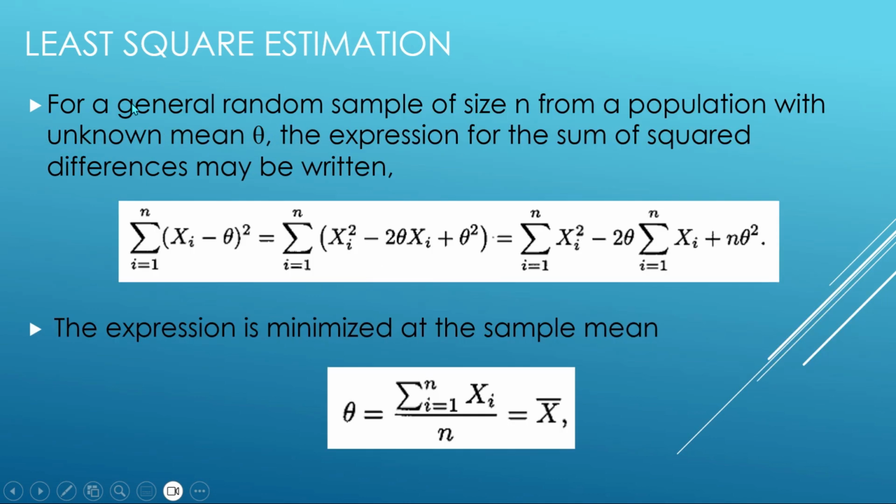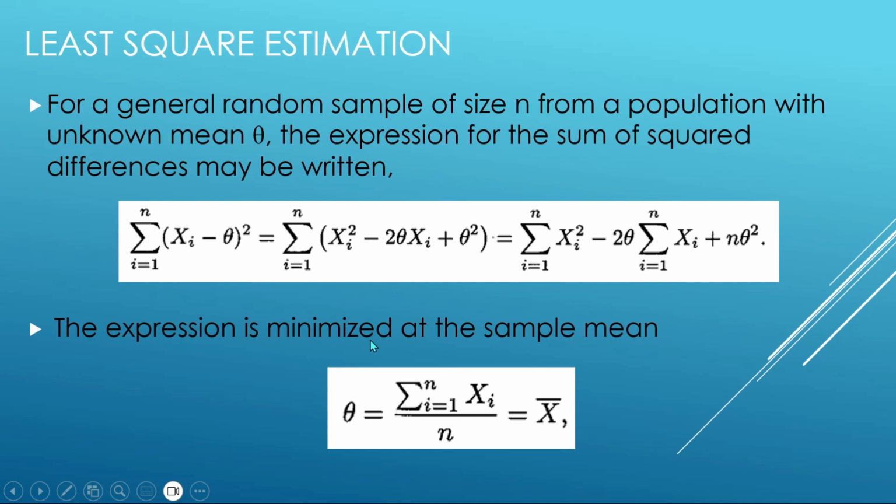So for a general random sample of size n from a population with unknown mean theta, the expression for the sum of squared differences may be written as... how can we write a general expression for this? It is very simple, because we just use the a square minus 2ab plus b square formula from algebra, the sum of (xi minus theta) whole square. So we just simply expand it and we get this.